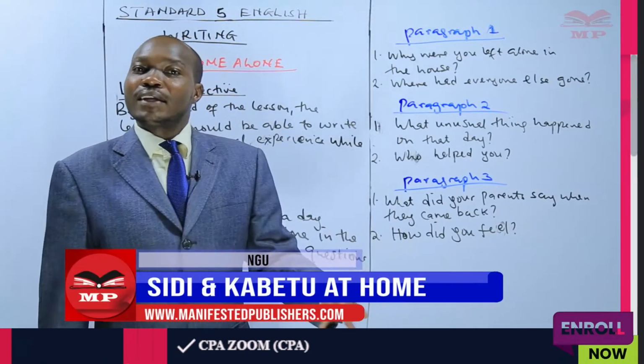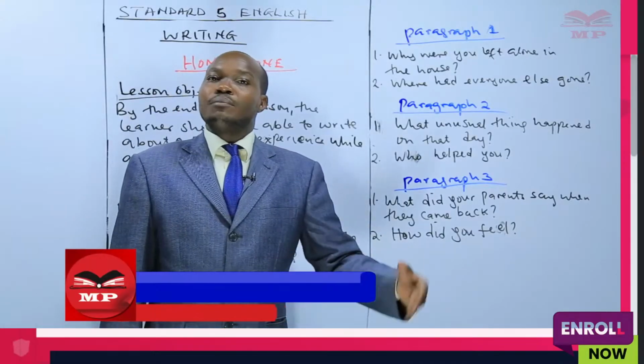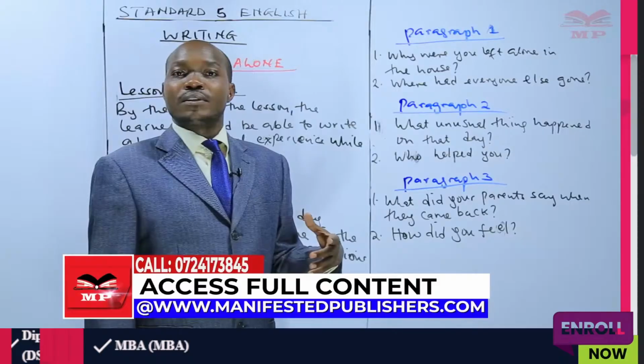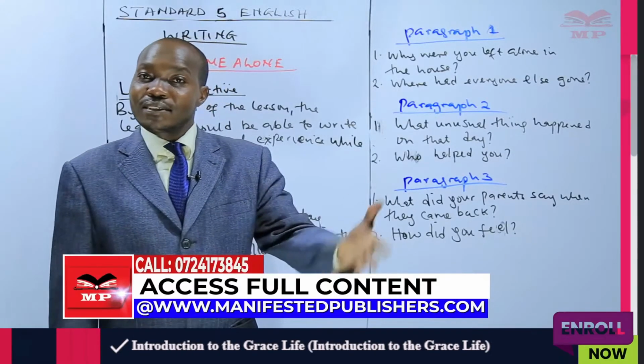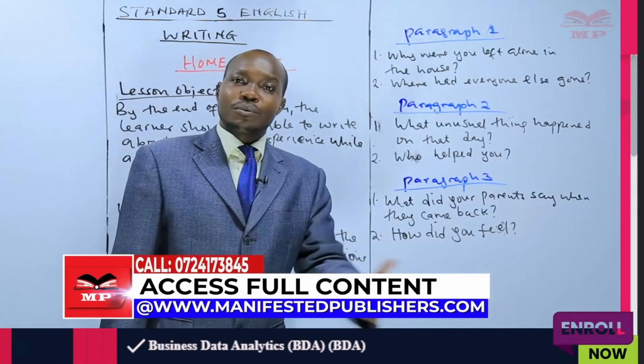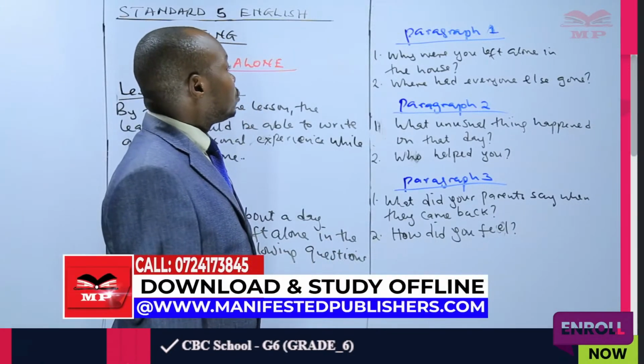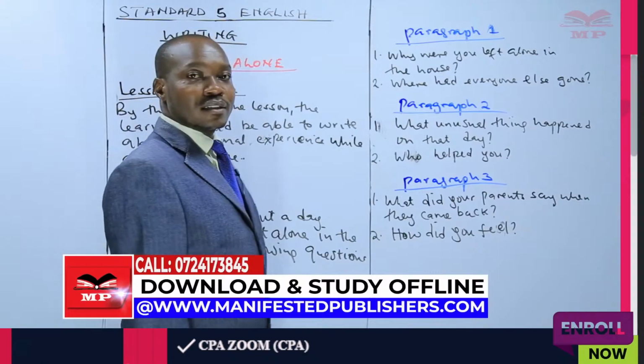Come and tell us your age. Tell us your name, your age, and the school that you go to, all right? And where you live, your estate, or the place where you live. Number 2, what unusual thing happened on that day?